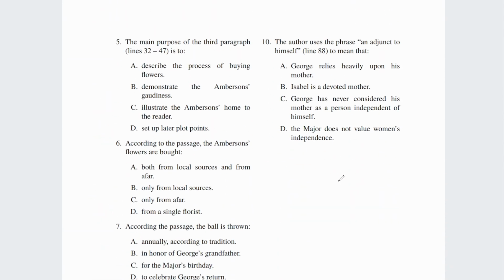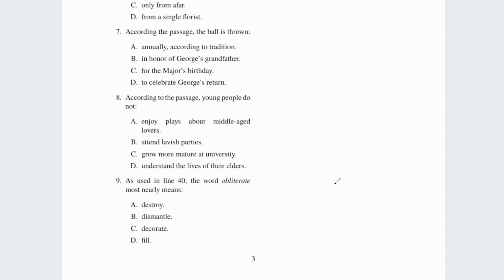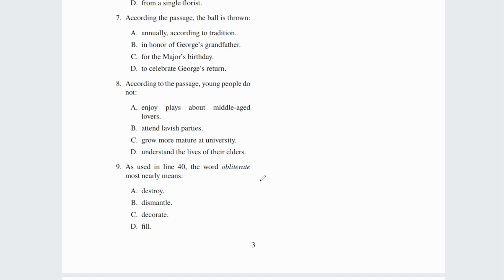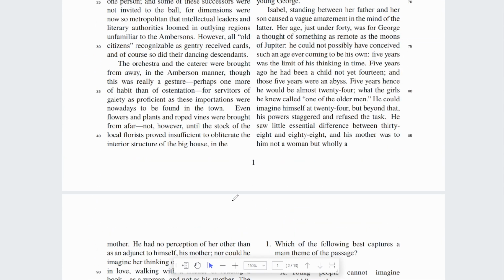Well, actually, let's get through these referential passages, because these referential questions, meaning these ones with line numbers, I think those will give us an opportunity to read back into the passage a little bit more. So starting with question 9, as used in line 40, the word obliterate most nearly means. And again, vocabulary, we always need to look back at how it's used in context, because it's very rarely going to be exactly how you think that word should be used.